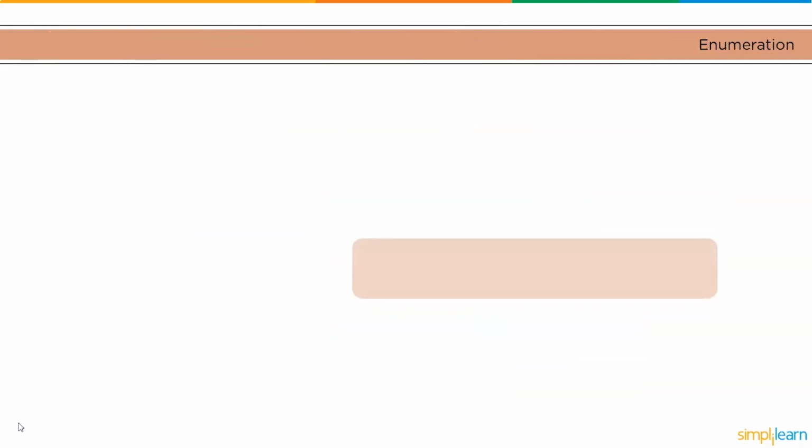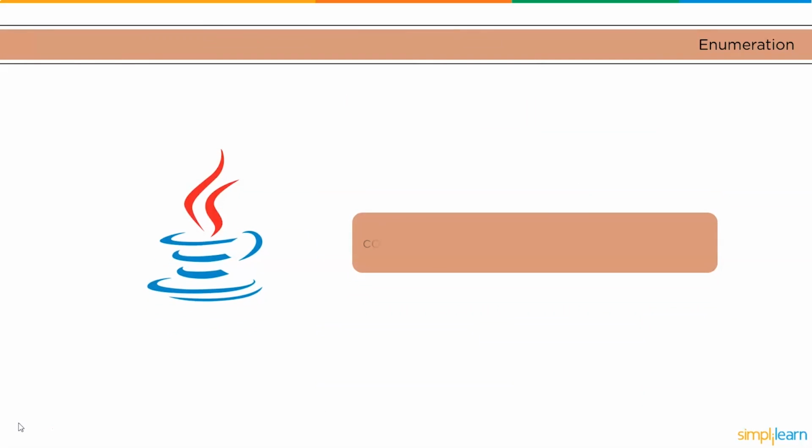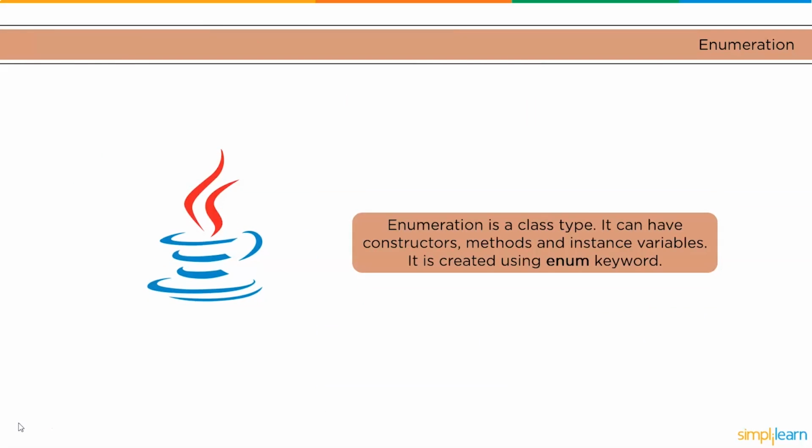Now to continue with the next topic, we have the enumeration. So what do you mean by enumeration in Java? Enumeration is a class type and it can have constructors, methods, and instance variables. It is created by using the enum keyword. Now to understand enumeration in a much better way, we shall go through a practical example. Basically enum can be considered as a general data structure like array, which is designed to store some elements. I think you can have a better understanding when you actually look at the program.